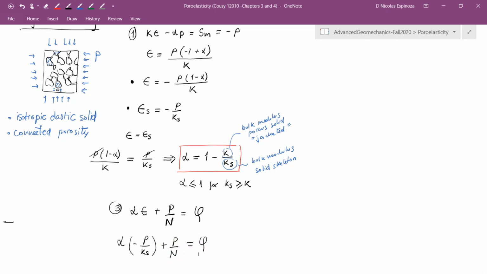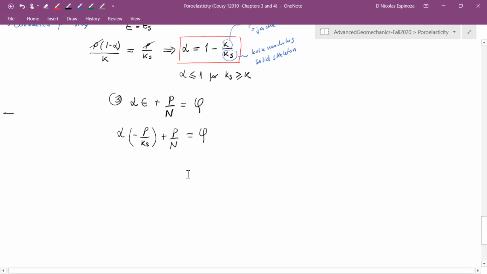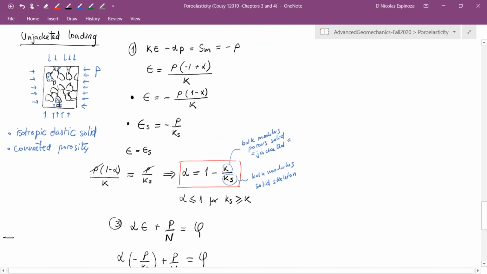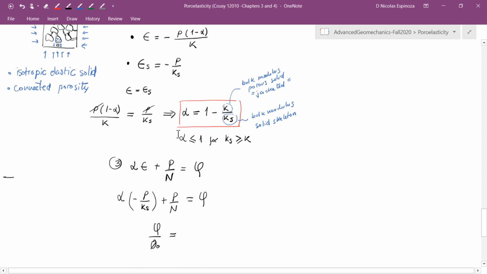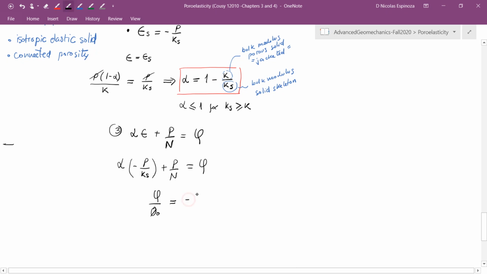And from here, I can also come back to the concept of the porosity strain, which is the change of porosity divided by the initial porosity, and try to find out what is that value. Similar to what we said before, in this experiment, if all the solids shrink the same amount, that means that the pore space is also going to shrink the same amount. And that same amount is this amount. And so that porosity strain is also going to be equal to P divided by Ks.